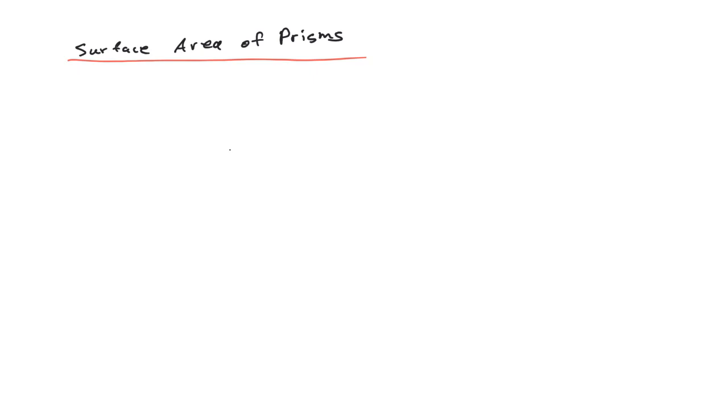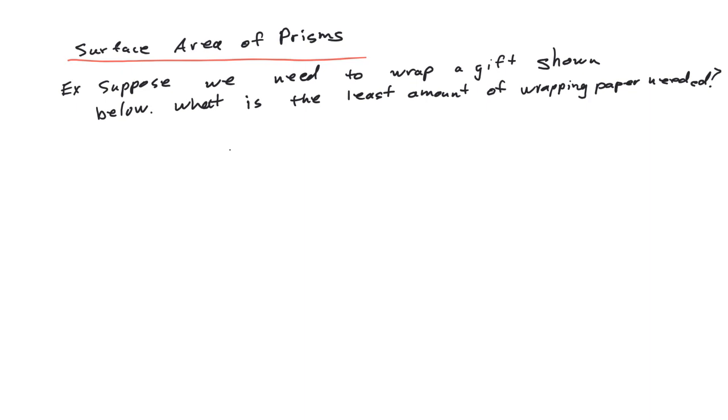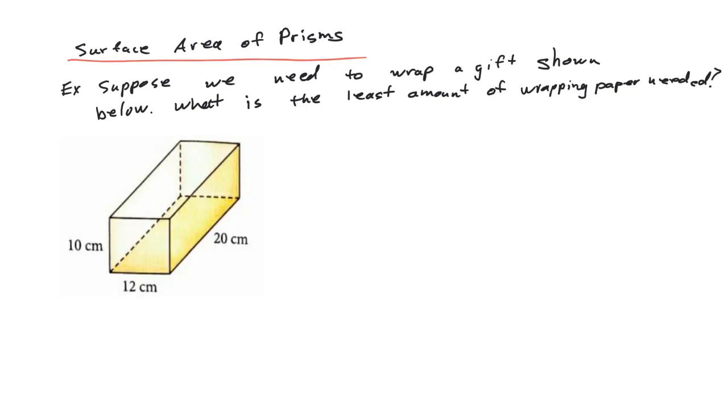So today we're going to take a look at the surface area of prisms. Here's an example problem. Suppose that we need to wrap a gift as shown below. So imagine this is our box. We've got a 12 and 10 and 20 length, width, and height. Now we need to figure out what the least amount of wrapping paper we need is.